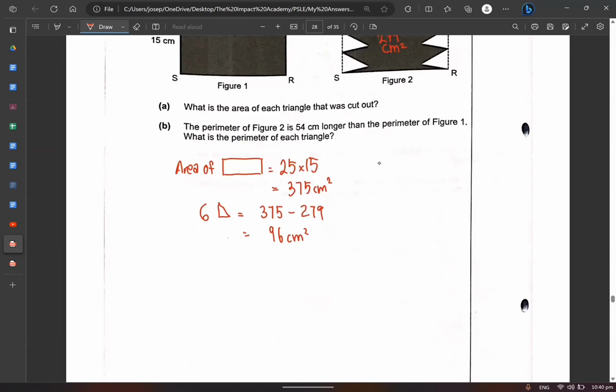So we want to find one triangle. We just have to do 96 divided by 6. When I do that, I'll get an answer of 16 cm squared. So this is actually for part A.